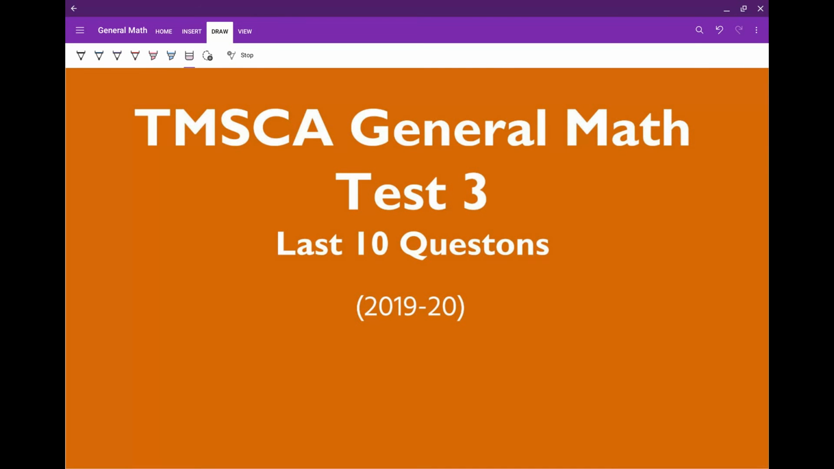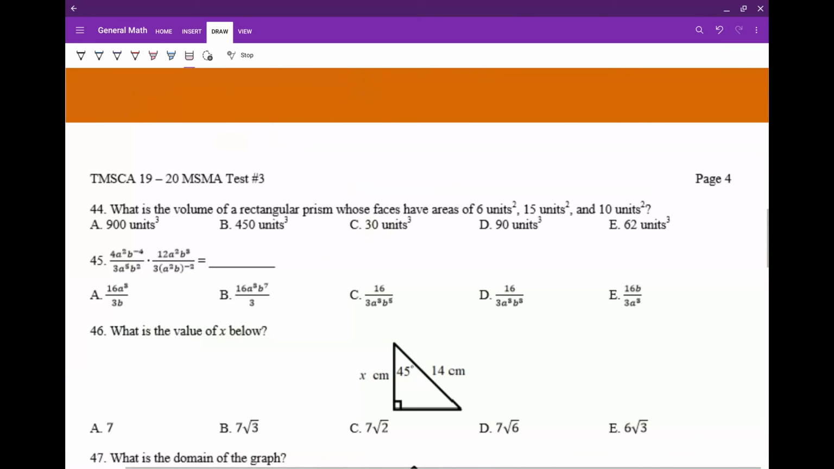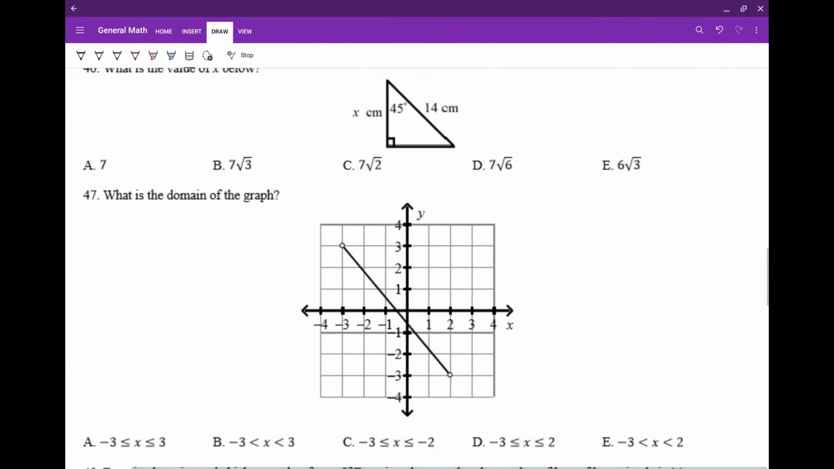Welcome to question 47 of General Math, Test 3, 2019-2020. 47 is asking for the domain of the graph. It gives us the graph.